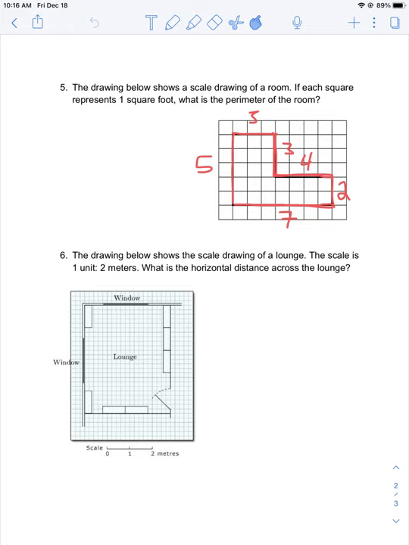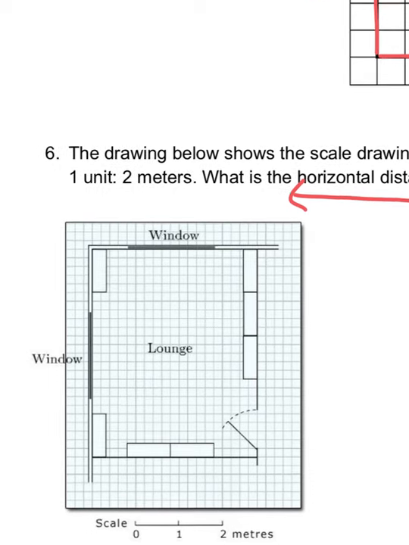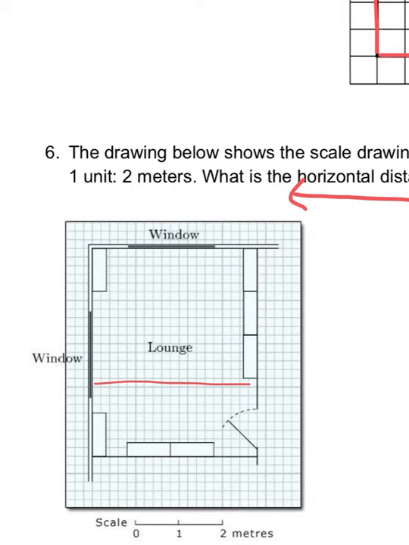All right, the last problem. The drawing below shows the scale drawing of a lounge. The scale is 1 unit equals 2 meters. What is the horizontal distance across the lounge? Okay, horizontal distance is a fancy way to say the distance across. Horizontal means left to right or flat with the ground. So how we're going to solve that is we're going to count the units, and then each unit is 2 meters. So first, we're going to count the distance across, and then we're going to multiply by 2.